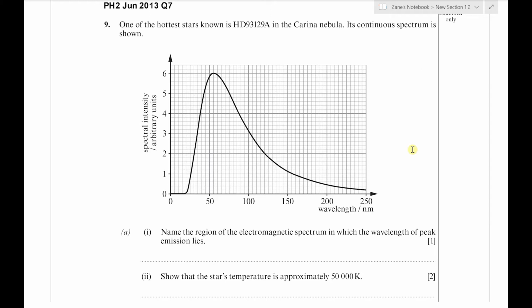First part we've got to do is state which part of the electromagnetic spectrum the wavelength of peak emission lies. Well, here the peak is at a wavelength of around about 55 nanometers or so. I mean, we're looking up here. And 55 nanometers is shorter, but not too much shorter than the 400 nanometer violet end of the spectrum. So this must be in the ultraviolet part of the spectrum.